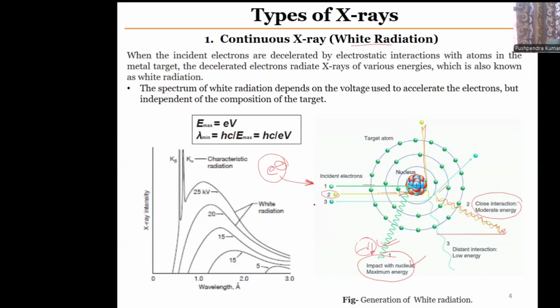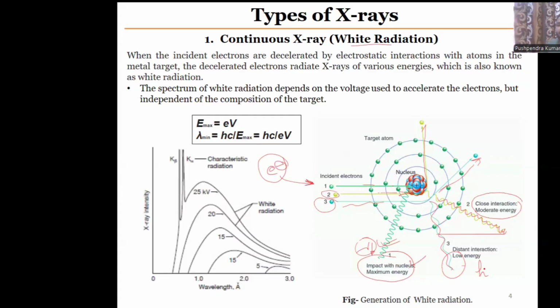If we consider the third electron having very low energy, and this electron hits the metal target, then it cannot reach the nucleus or get close to the nucleus. It will be repelled and decelerated by the outer shell electrons, get deflected, change its direction and velocity, and release some energy in the form of X-rays. So from here we get X-rays with different energies.